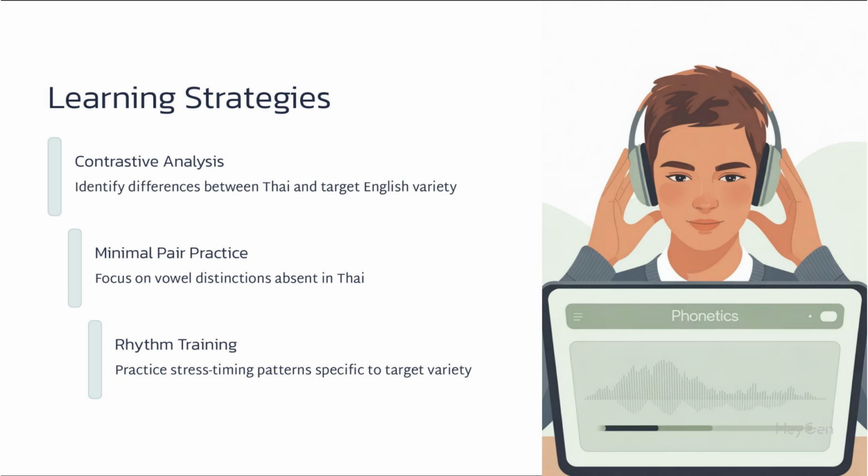Effective learning strategies address these systematic differences. Contrastive analysis helps identify transfer patterns from Thai. Minimal pair practice targets vowel distinctions absent in Thai phonology. Rhythm training should focus on stress timing patterns specific to your target variety.